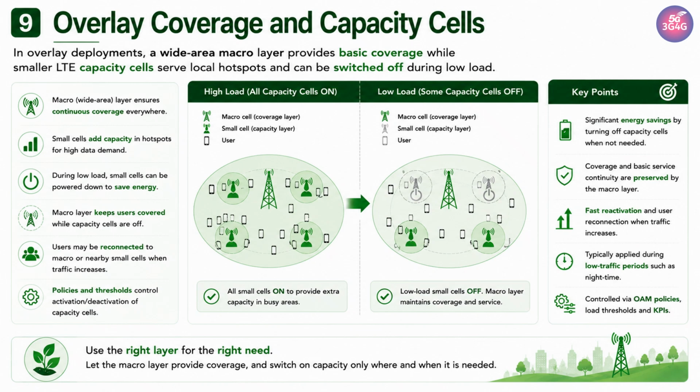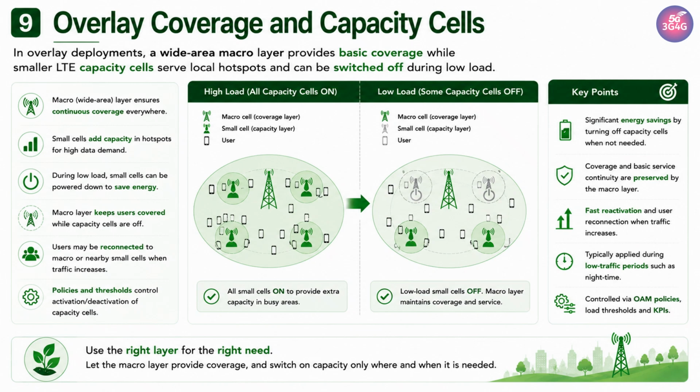Another important scenario is overlay coverage. In an overlay deployment, a wide area macro layer provides basic coverage, while smaller cells provide extra capacity in hotspots. For example, a macro cell may cover a broad area, while smaller LTE cells provide additional capacity in a shopping center, office district, train station, or other high demand areas. During busy periods, the capacity cells are useful. They offload traffic from the macro layer and improve local performance. But during low load periods, those small cells may not be needed.